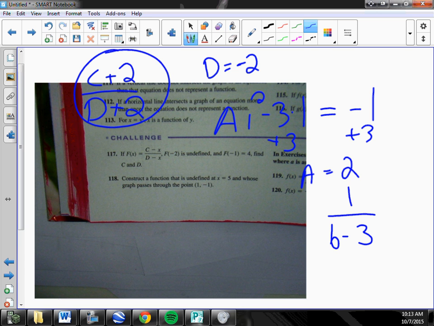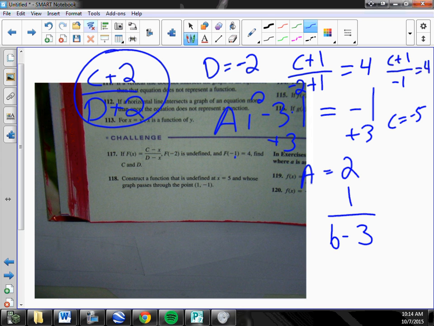When I plug in negative 1, that would be c plus 1 over negative 2 plus 1, and that equals 4. I get c plus 1 over negative 1 equals 4. What value of c makes that true? Negative 5 plus 1 would be negative 4, divided by negative 1 would be 4. So c equals negative 5.